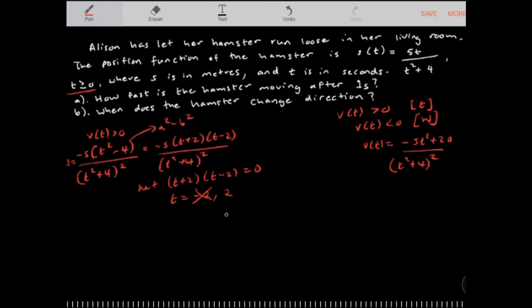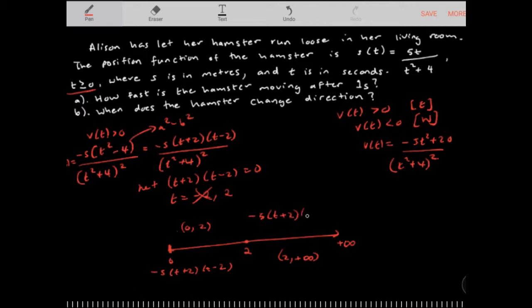So when we're looking at intervals, we're looking at intervals between 0 and 2, where the object is at rest, and also positive infinity. So these intervals are 0 to 2, and 2 to positive infinity. The only two factors we need to look at are t plus 2 and t minus 2. So when we have -5 times t plus 2, t minus 2, we don't have to look at the denominator because it's always going to be positive, so our denominator will not affect the sign of our velocity function.